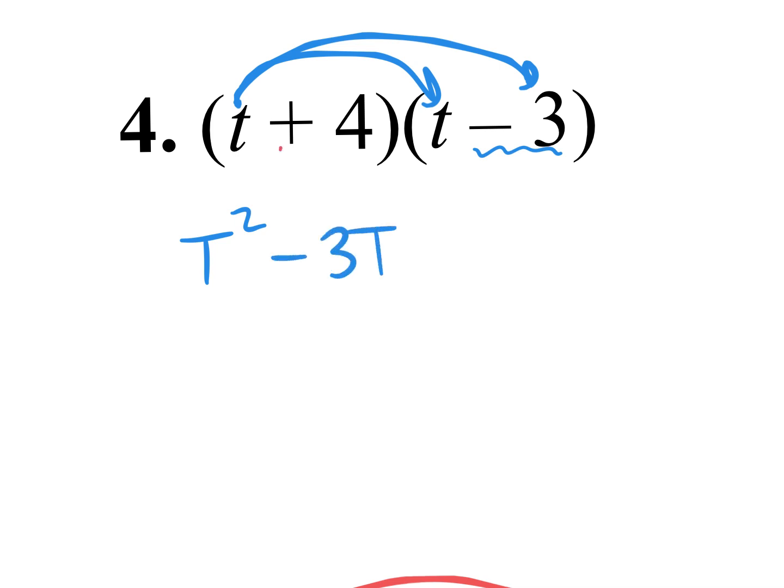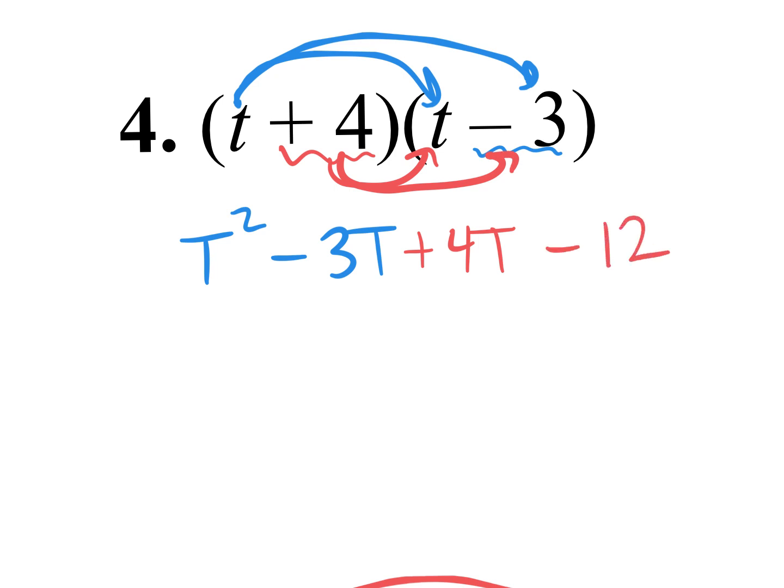And then I go positive 4 times t. Well, that's a positive 4 with the t. And then positive 4 times negative 3, positive times negative is a negative. 4 times 3 is 12.